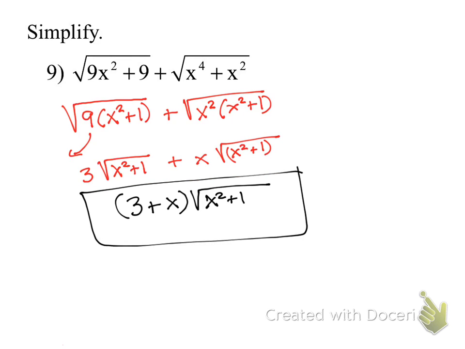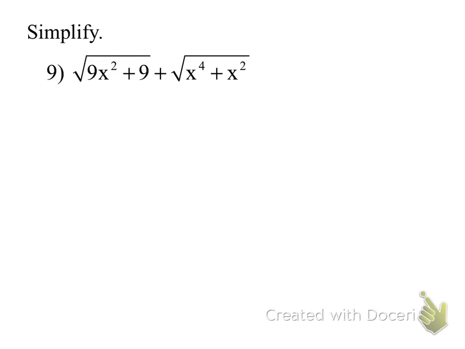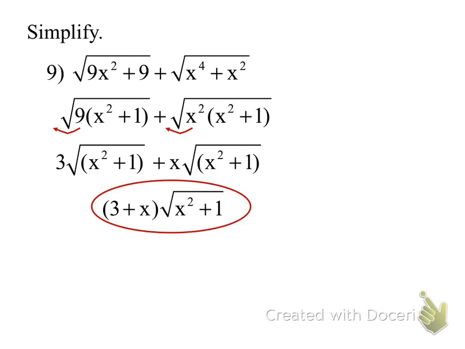Did you write that down if you didn't finish it? Can't it be 3x since you're adding it? No, that's 3 times x when you say 3x. It has to be 3 plus x. All right, can we move on? Are you still writing?